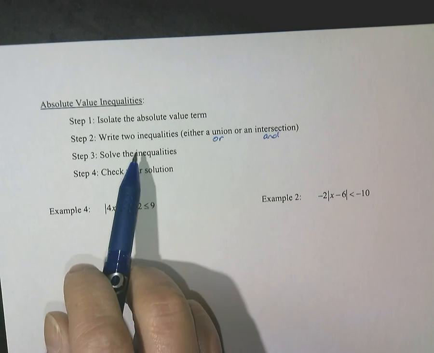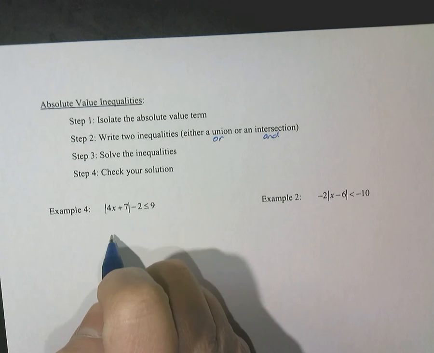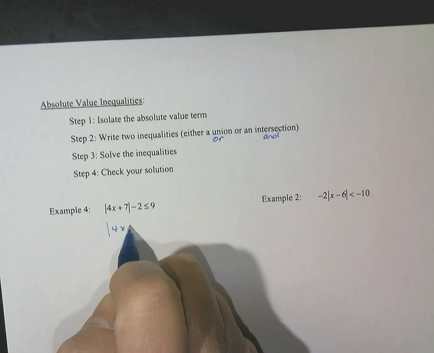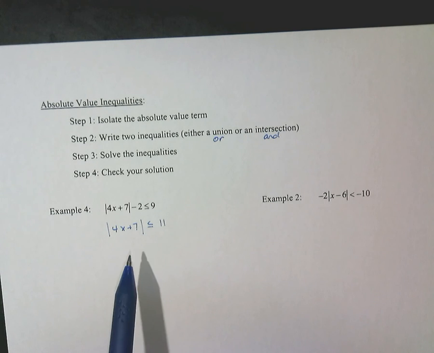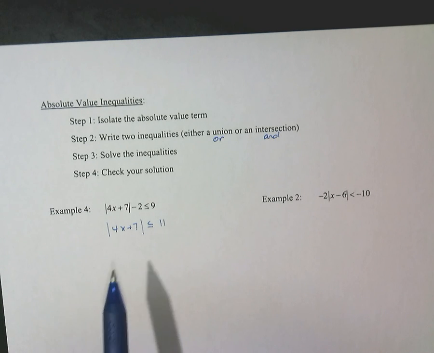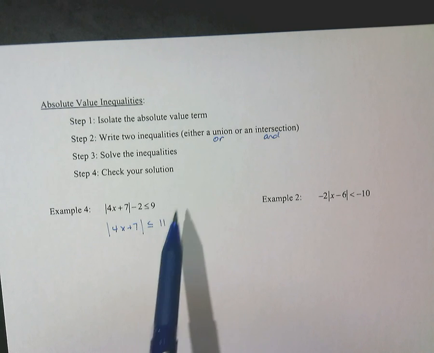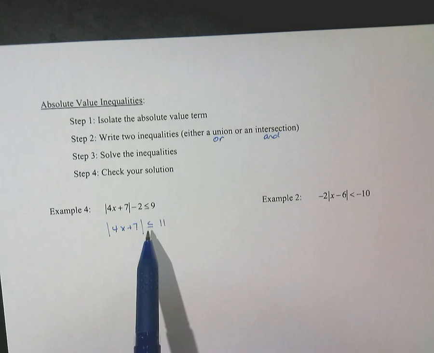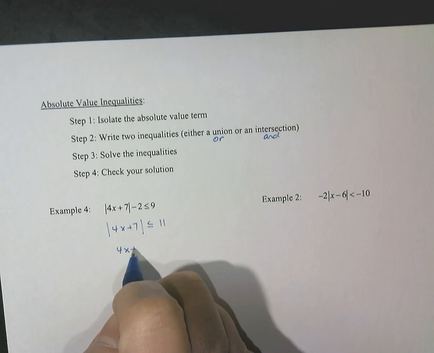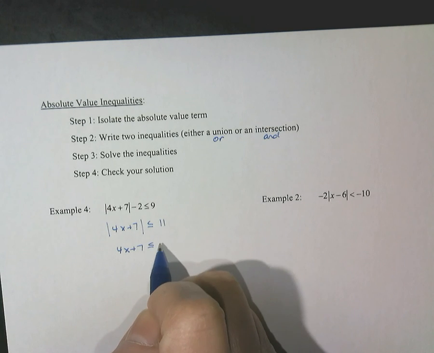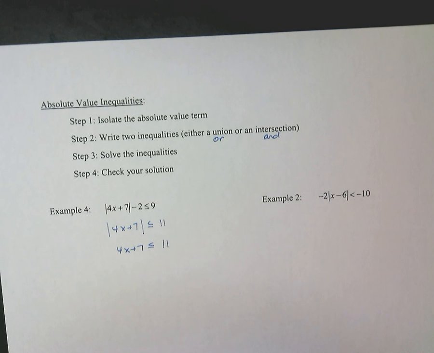So to isolate this absolute value term, I'm going to have to add the 2 to both sides first. Okay, now my absolute value term is isolated. And I'm going to write my 2 inequalities. This is a less than, so it's an and. So that means I'm going to have 4x plus 7 in the middle, less than or equal to 11 on the right-hand side, and then greater or equal to negative 11 on the left-hand side.